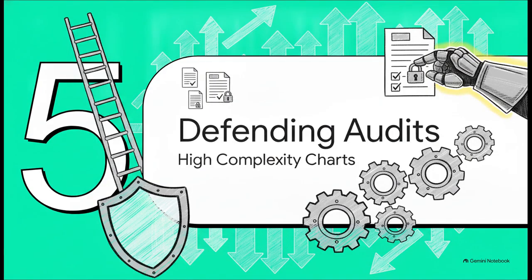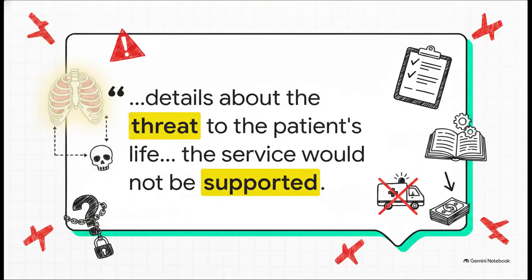So, let's talk about Section 5, defending high complexity audits. Now that we've climbed the scale all the way to the top, how do we actually armor these charts against an auditor? Well, this is arguably the single most critical takeaway from today's explainer. As coders and auditors, we cannot assume risk on behalf of the provider. The provider has to explicitly document the what and the why. Why would the patient die? What exact bodily function would they lose? If those specific details aren't crystal clear in black and white, your high complexity level simply will not be supported in an audit.